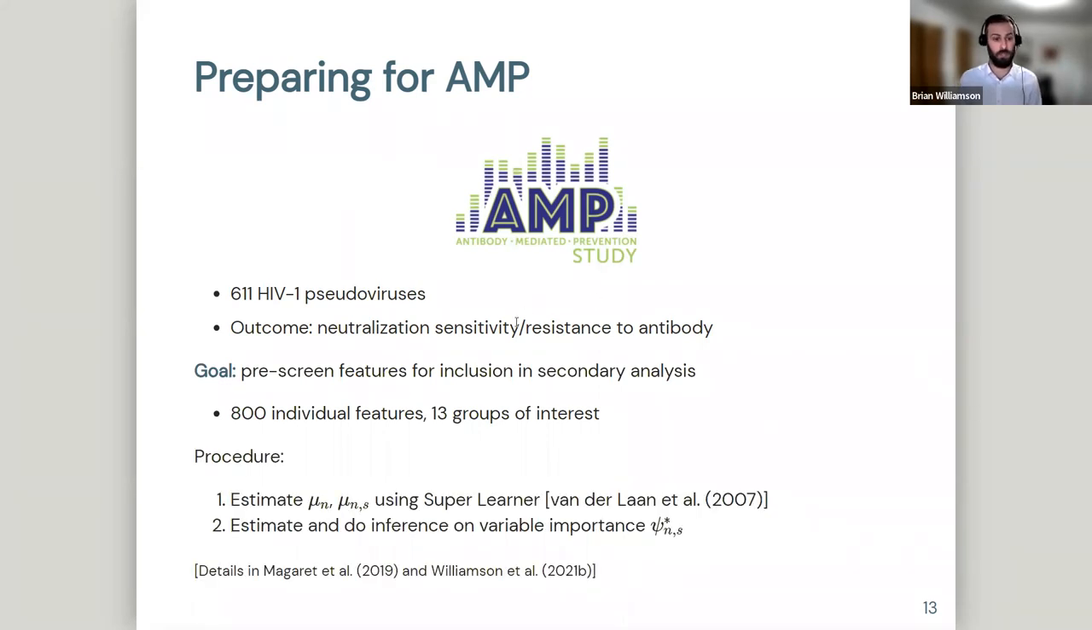And so what we're going to do here is estimate these two conditional mean functions using the superlearner, which is a particular implementation of model stacking or ensembling that uses cross-validation. And so we're going to use a large number of machine learning algorithms. We use random forests, boosted trees, lasso, things like that. And then we're going to use these estimates to estimate and do inference on variable importance. And here are some other references that talk through more of the details of this procedure.